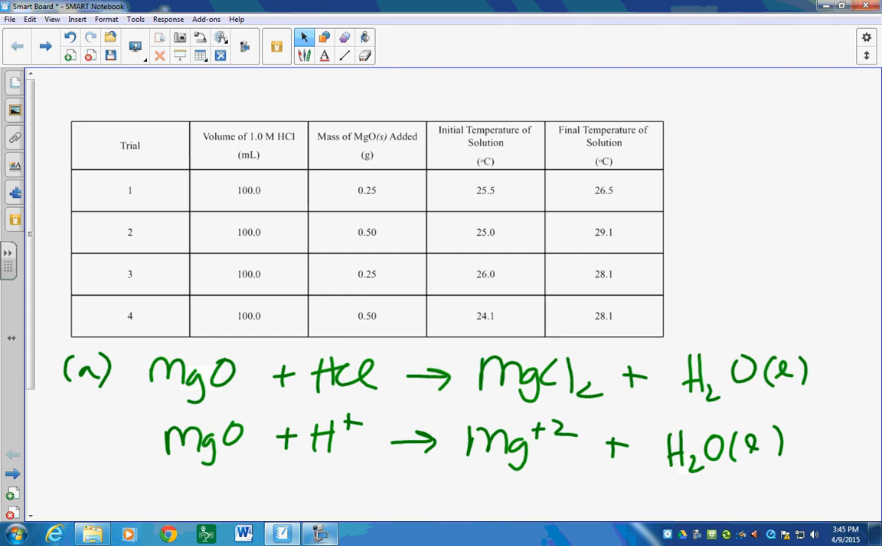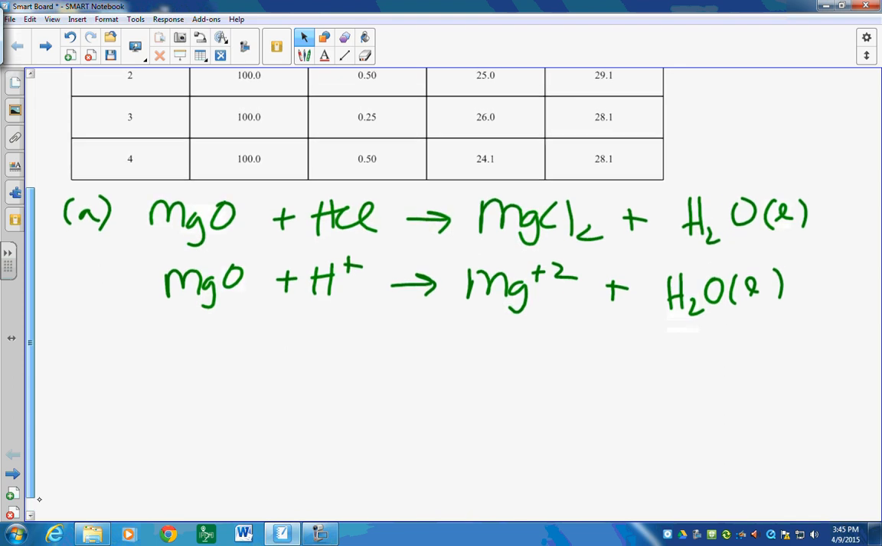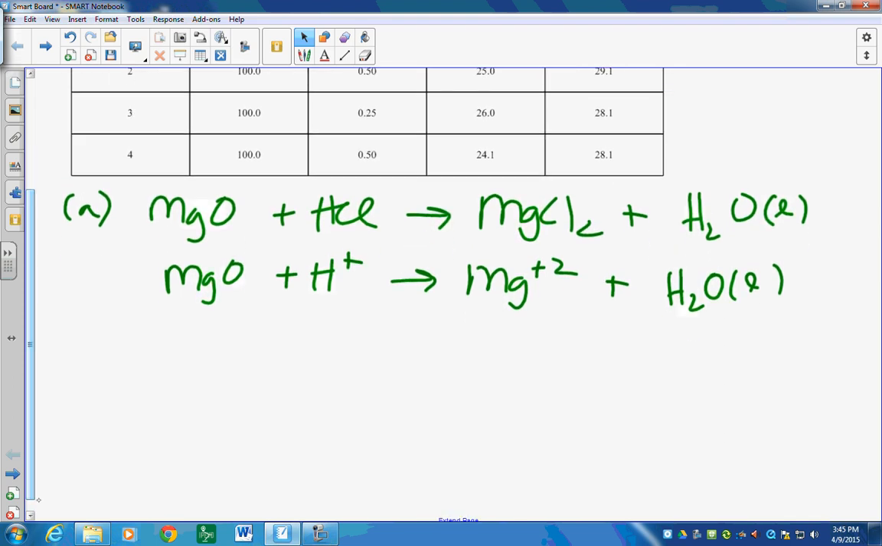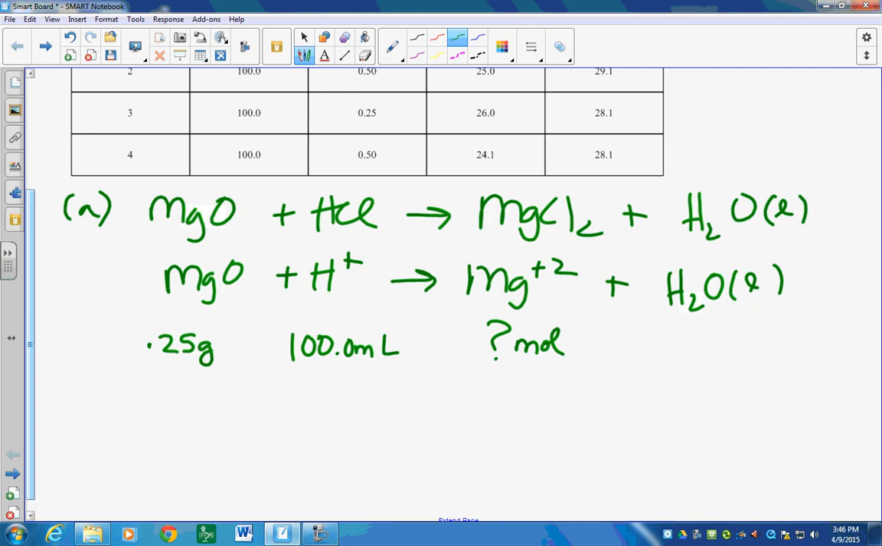Guys, limiting reactant problems. What we're going to do is two stoich problems. I'm going to use trial 1. In trial 1, if you look at your sheet, you have 0.25 grams of MgO and 100.0 milliliters of this. The question is, pick a reactant, it doesn't matter which one. I'm going to pick this one. I'm going to stop at moles.